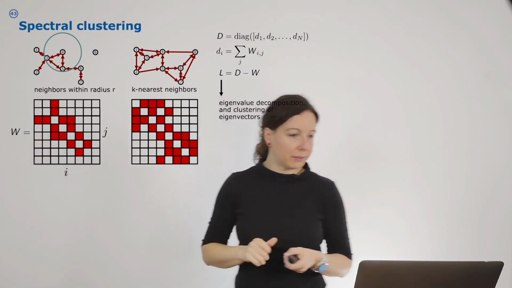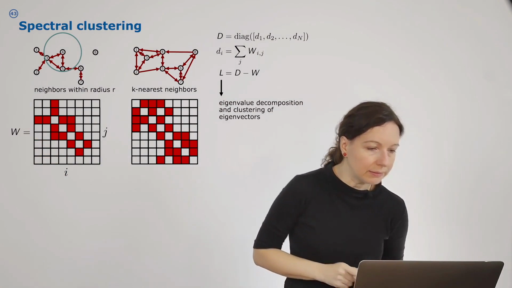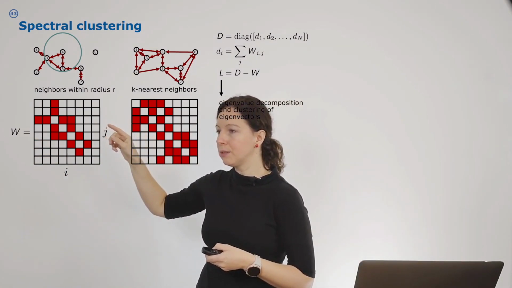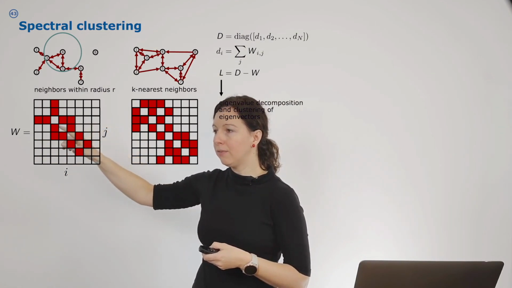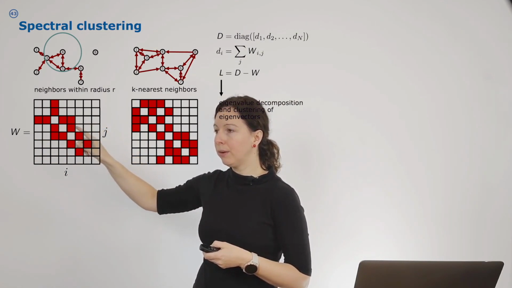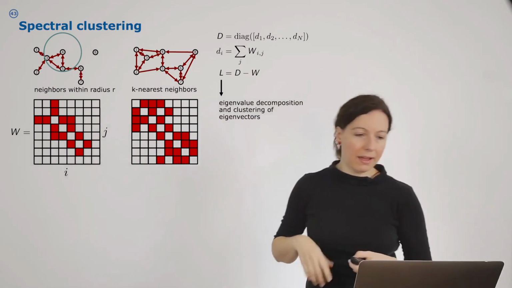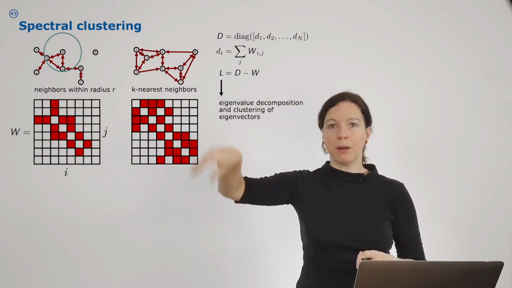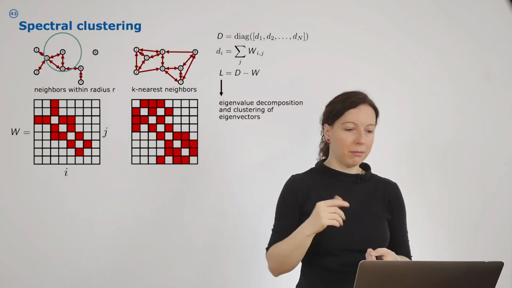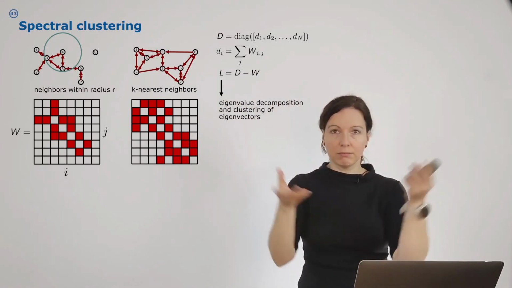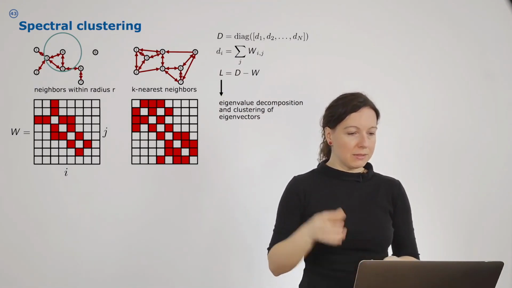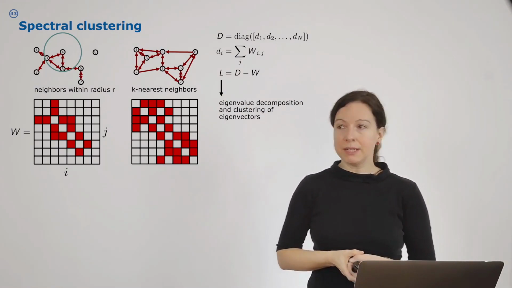If you go to the fourth row, because it's the fourth point, the third point and the fifth point have a non-zero entry, because they are in the closer surrounding of this point. So this is how you get the similarity matrix.